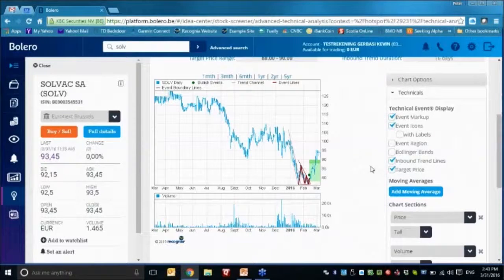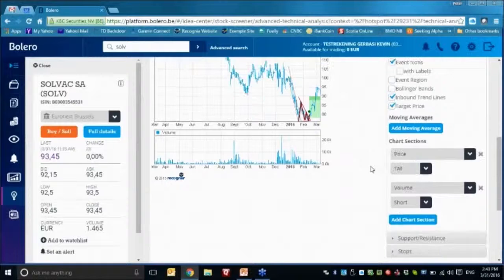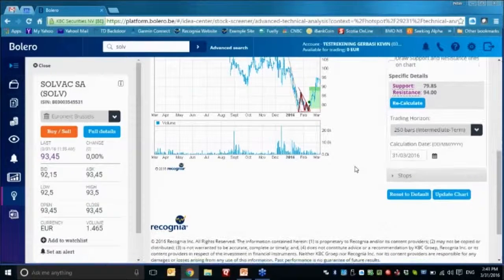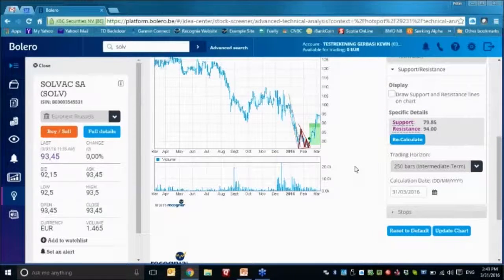We also talked a little bit about support and resistance. Notice if I come here, there's a whole section on support and resistance. So I can actually find out automatically where support and resistance levels are found. So we were saying Recognia found support at 79.85, so right at just below 80 euros. And we found resistance at 94, which is right about where we are. So we're actually right at a resistance level now. So that can be very, very useful to you as a trader.